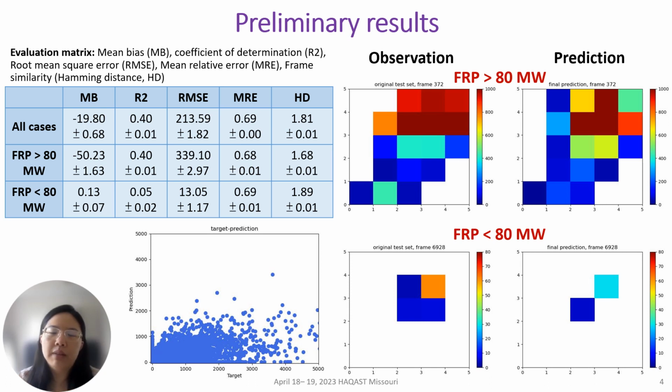But if you look at frame similarities, the model does quite a good job in capturing the spatial distribution, with Hamming distance less than 2. As we can see from the figure on the right, there are two examples. One is for a strong fire case, one is for a weak fire case. We can see that although our model underestimates the FRP values, it really captures the spatial distributions of fires.